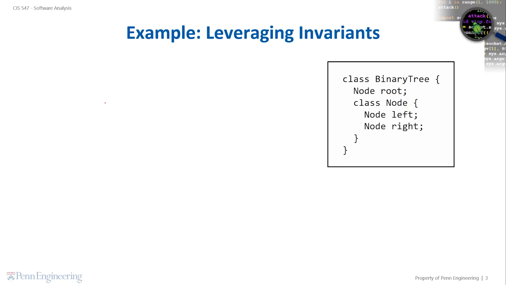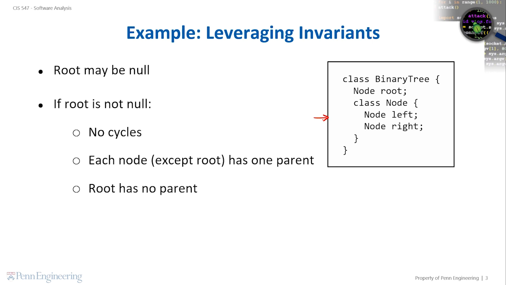We can extend this idea to other kinds of specifications, such as invariants. Let's look at an invariant for binary trees. For a data structure of this type to be a valid binary tree, it should satisfy one of two different cases. The root may be null. If the root is not null, then the structure should be a directed tree. That is, it should have no cycles. Every node except the root should have one parent, and the root should have no parent.